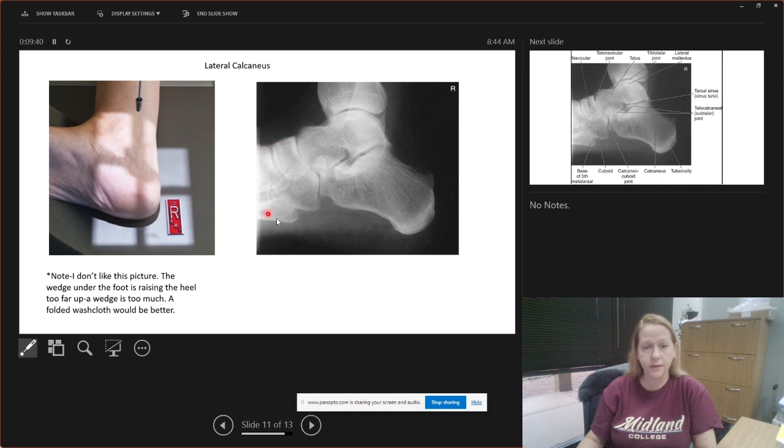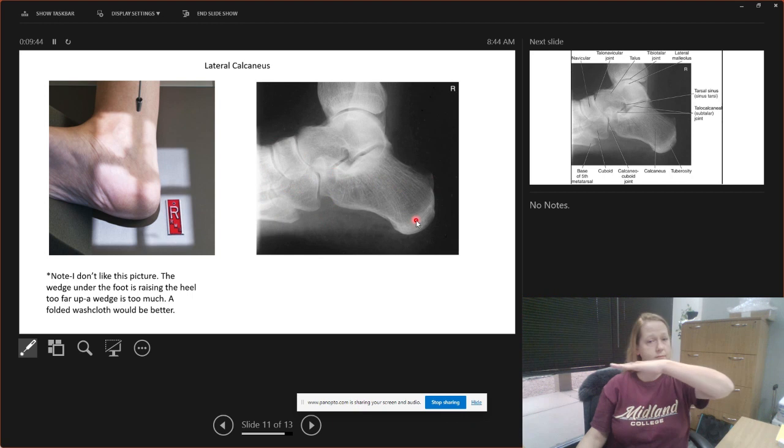See, like over here is a great example. This you can tell is directly lateral. Straight, straight, straight, and you can see the bones up in the front. Okay, this picture right here, I don't know why it's in the book.